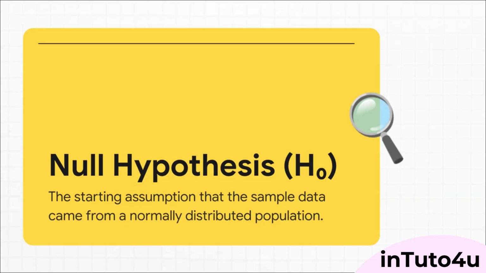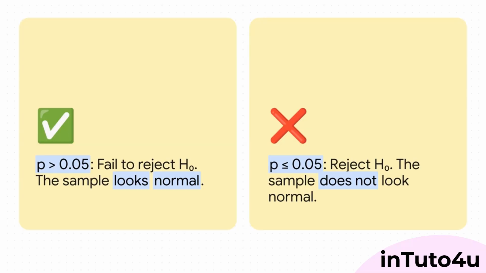Now this is super important. Just like in a real court, our data is presumed innocent. The starting point, which we call the null hypothesis, is that the data is normal. The test's whole job is to try and find enough evidence to prove it guilty of being non-normal. And the verdict? It all comes down to one single number, the p-value. Just think of 0.05 as our legal standard, beyond a reasonable doubt.